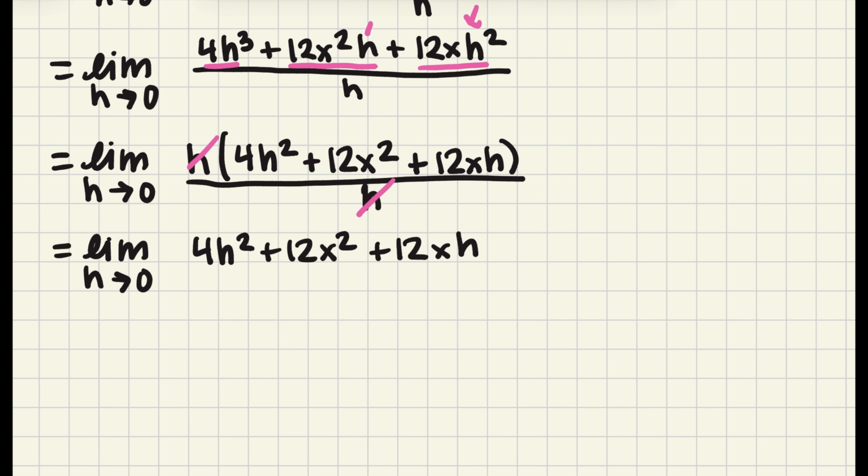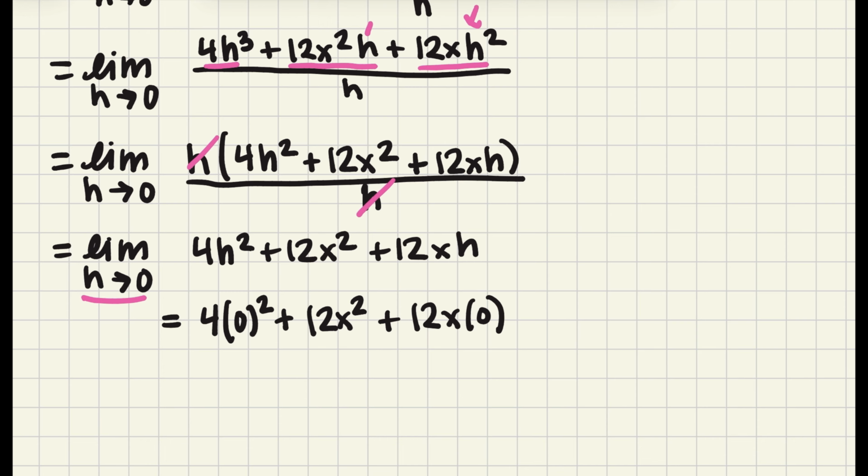So this is when it can't be simplified anymore, so we're going to go ahead and plug in a 0 anywhere you see an h. That will look like this. 4 times 0 squared plus 12x squared plus 12x times 0. This will leave us with 0. 12 times x times 0 equals 0. 0 squared, 0 times 4, 0. So our final answer is going to be 12x squared.